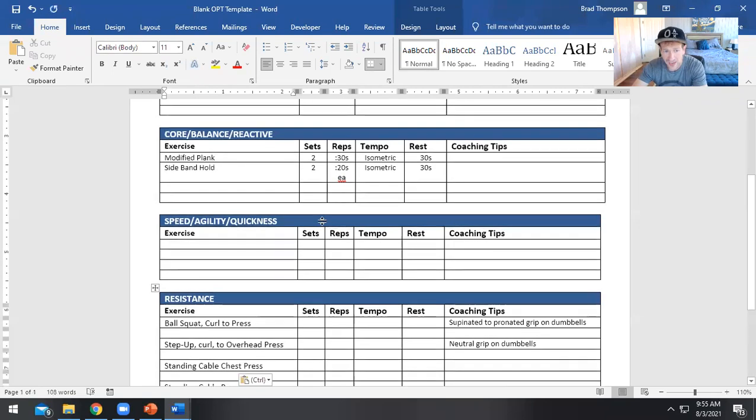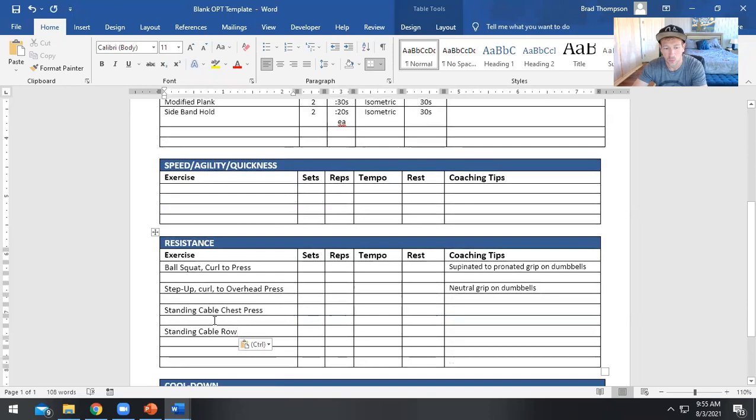So now we've got 1, 2, 3, 4, 5. I actually got 6 exercises in here. That's still probably fun. I guess that works. Maybe take out the step up to overhead press. Maybe just do 1 total body, 1 chest, 1 back. That's going to make it a little bit easier.